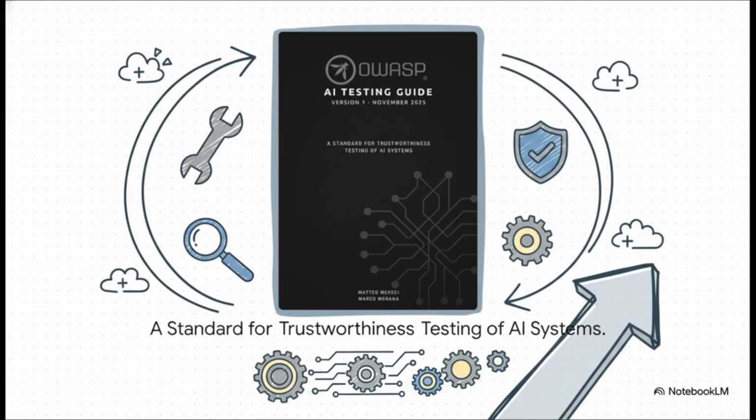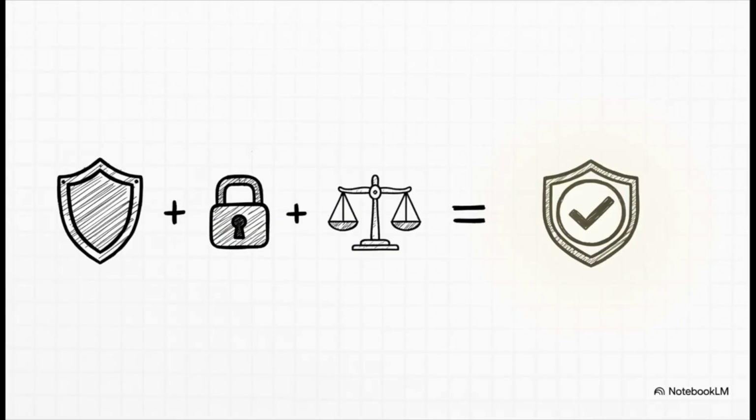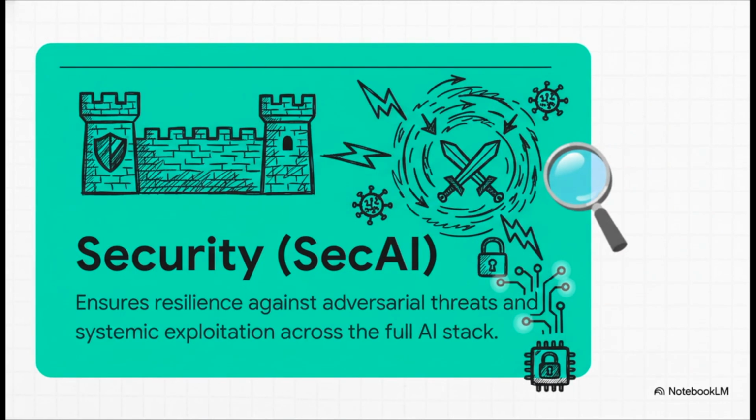At the very heart of this guide is a really simple but powerful idea. They have boiled it down to this equation. Trustworthy AI isn't just one thing, it's actually a mix of three key ingredients. Let's take a quick look at what they are. First up, we have what OWASP calls secure AI. This is the part you would probably expect. It's about protecting the whole system from bad actors and attacks. From the physical servers all the way up to the code.